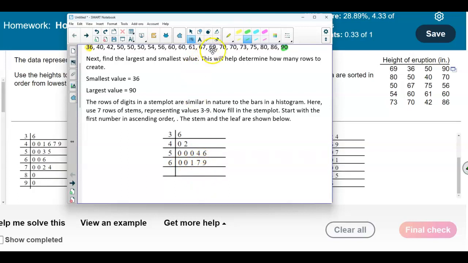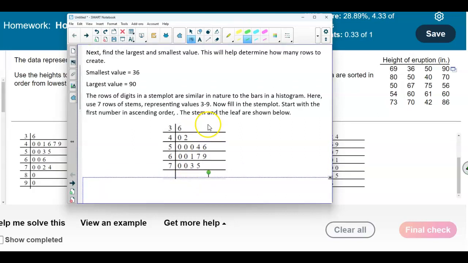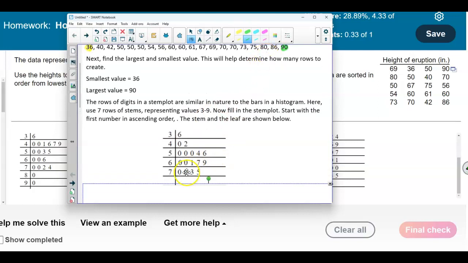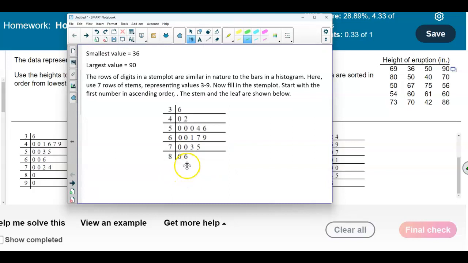The next stem is 7, and we have 0, 0, 3, and 5. Next, the stem is 8, and we have 2 leaves, which are 0 and 6. And then we have the stem 9, and then we have 90. So there is our stem and leaf plot.